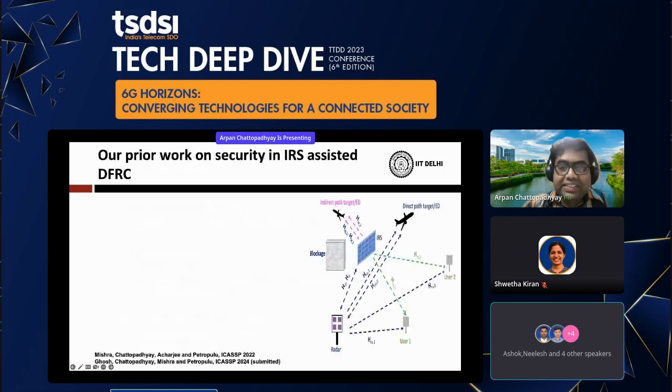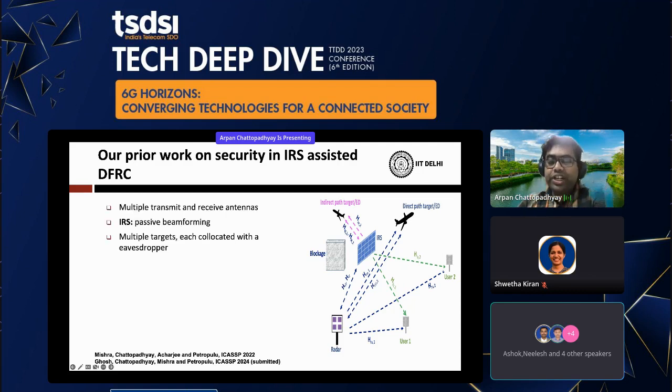Now, I will briefly explain one piece of work that we have done recently on security in intelligent reflecting surface assisted DFRC systems. And then after this, I will talk about some interesting research problems in this specific domain of DFRC.